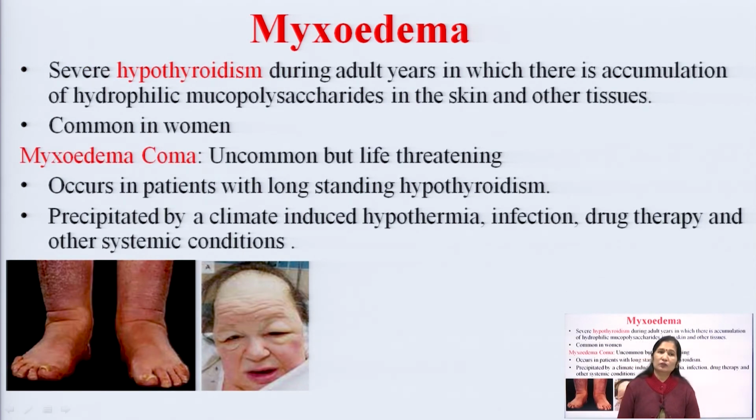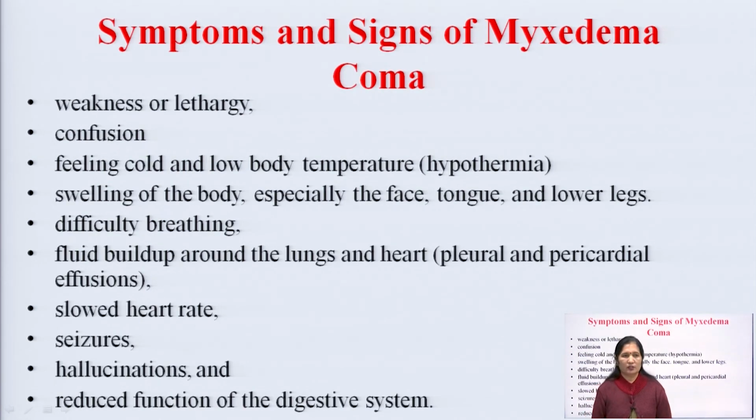Myxedema is also an example of hypothyroidism, but in adults, when there is accumulation of hydrophilic mucopolysaccharides in the skin and other tissues. It is more common in women. Myxedema is uncommon but life threatening. It occurs in patients with long-standing hypothyroidism. It is precipitated by cold-induced hypothermia, infection, drug therapy and other systemic conditions.